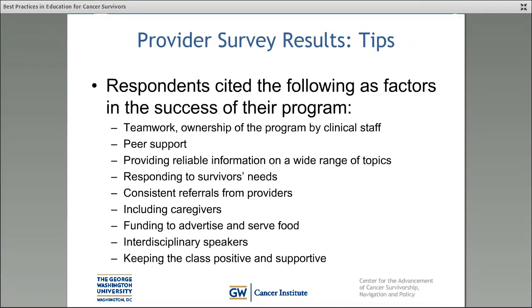Our respondents also had great tips for program success, and we wanted to share some of these. These included working as a team with the clinical staff so that everyone is invested in the program, providing opportunities for survivors to support each other, getting those referrals from providers, serving refreshments, and keeping the classes really positive and supportive. This wraps up a review of our survey of the education providers, and I'm excited that we'll have a chance to hear more about a successful program from Sheryl Ness at the Mayo Clinic after we review the survivors survey data.